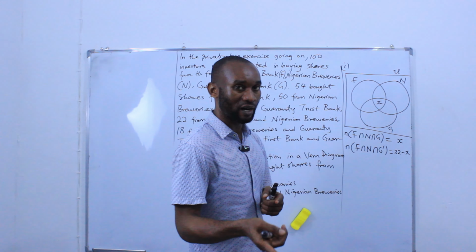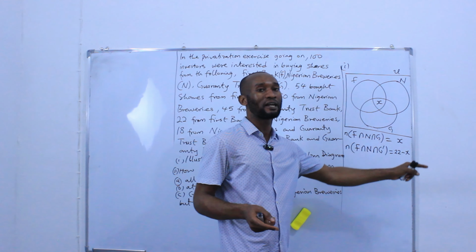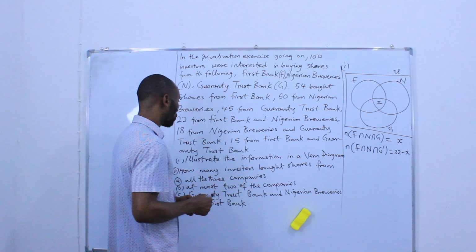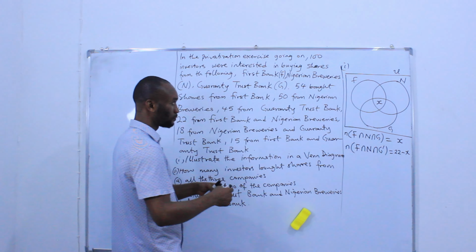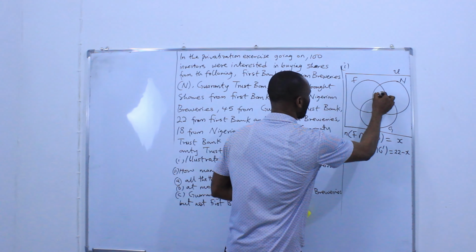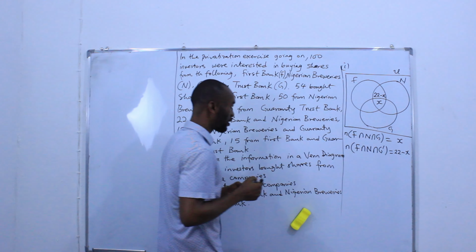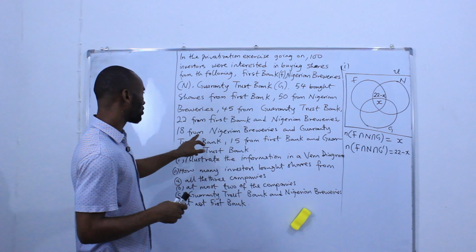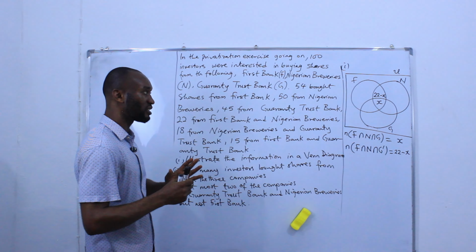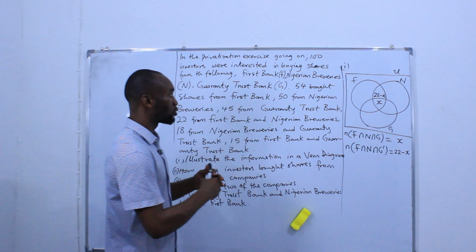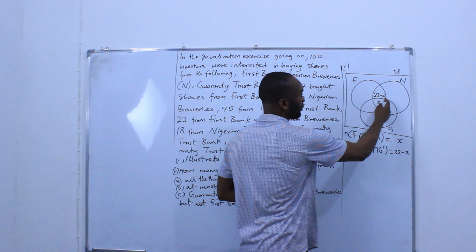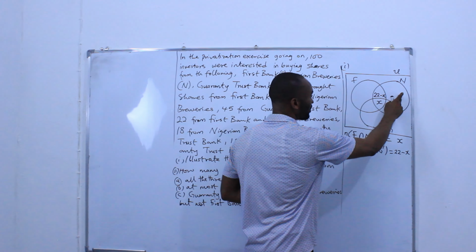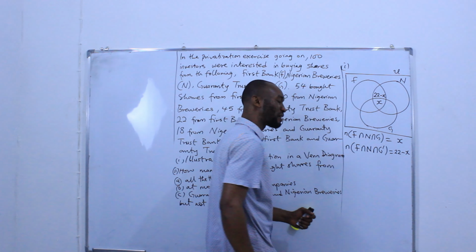and did not buy from Guaranty Trust Bank is 22 minus X. Now, we go ahead to look for, they also said, so here is 22 minus X. Now, they also said that 18 bought from Nigerian Breweries and Guaranty Trust Bank. So the whole of this overlap here, which represents the overlap between Nigerian Breweries and Guaranty Trust Bank, represents that.